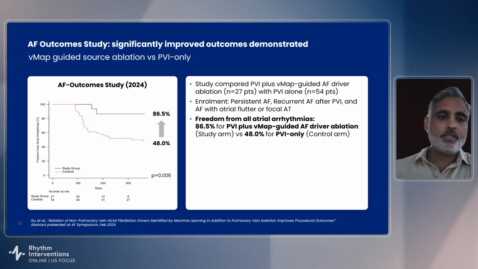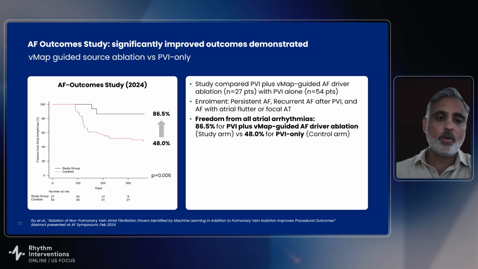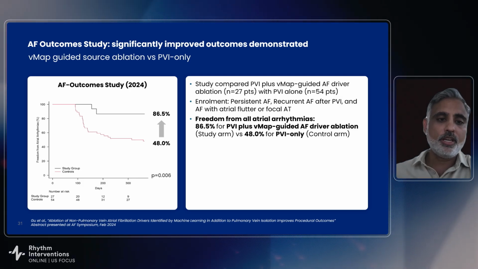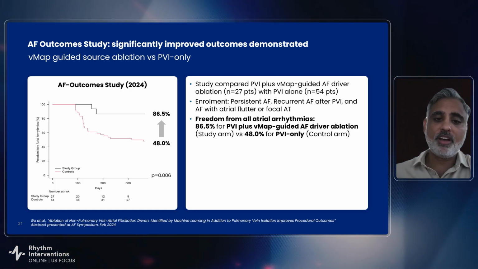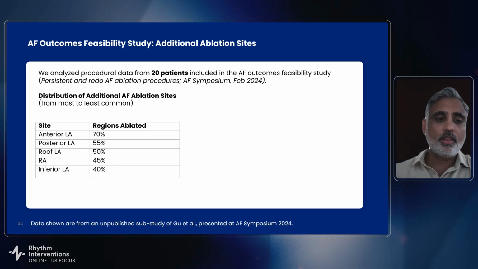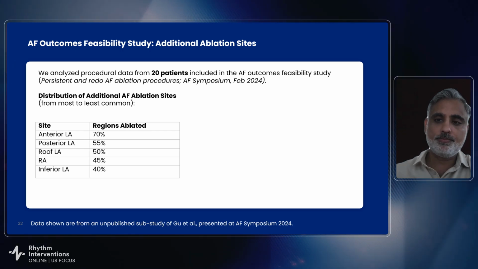So if you look at this early study that was presented at the AFib Symposium last year, it's a pilot study of about 80 patients randomized 2-to-1 with two-thirds in AFib PVI alone versus PVI plus VMAP guided ablation. It showed a significant improvement in freedom from atrial fibrillation of 48% versus 86.5%. And when you look at all the locations of the drivers, the anterior LA was by far the most common, but you also saw unusual locations such as the right atrium in almost half the patients.